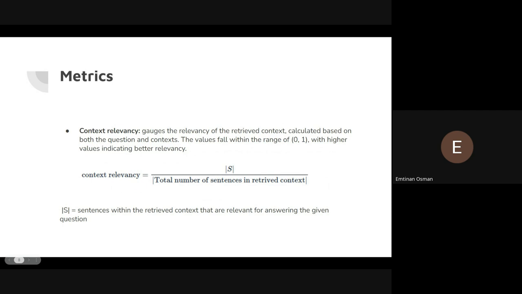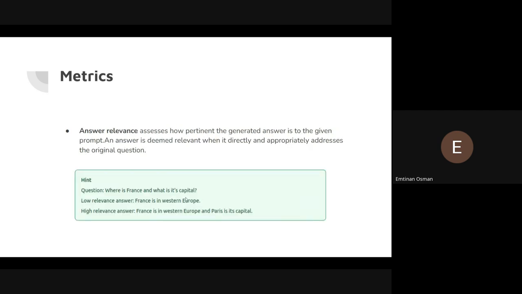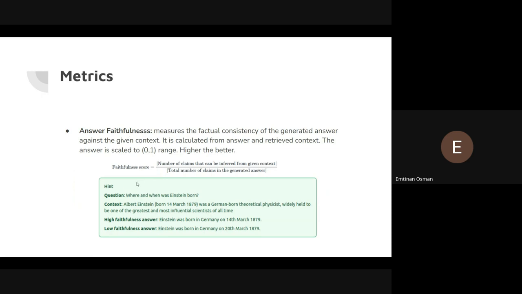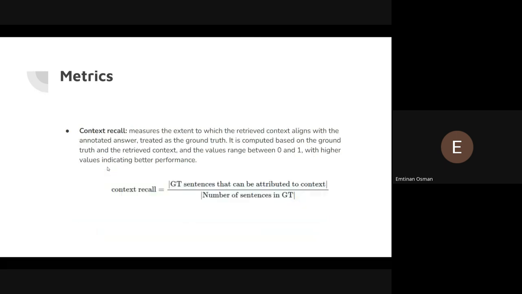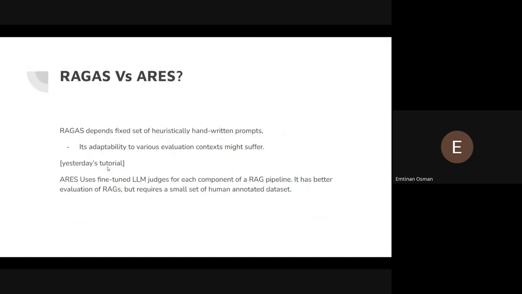If you really want correct answers that are really from the context, for example, if you want all the information you have about the question, you want a high context relevancy. When you need the answer to be really from the context, nothing from anywhere else, you want a high answer faithfulness. So what you optimize for depends on what you want to do.